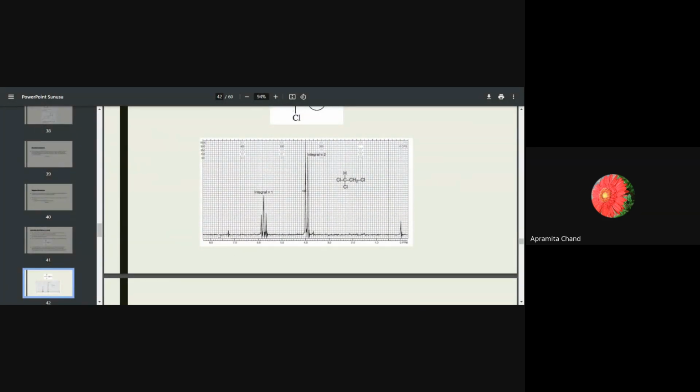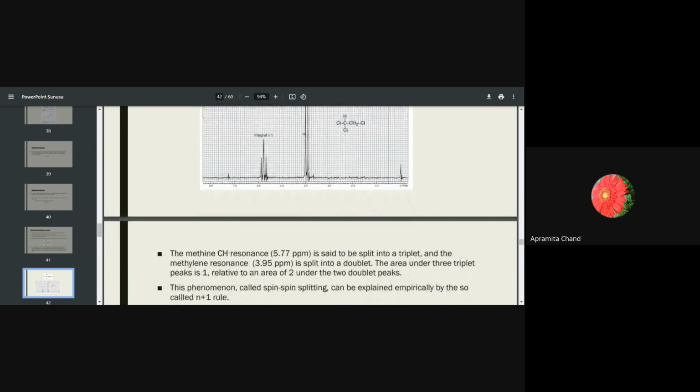This is a real NMR signal. So this is how the signal will look. You have a triplet here and you have a doublet here. The intensity of the doublet is higher because it is a two proton doublet. The splitting here is a triplet, but the area is also less because it's a one proton triplet.